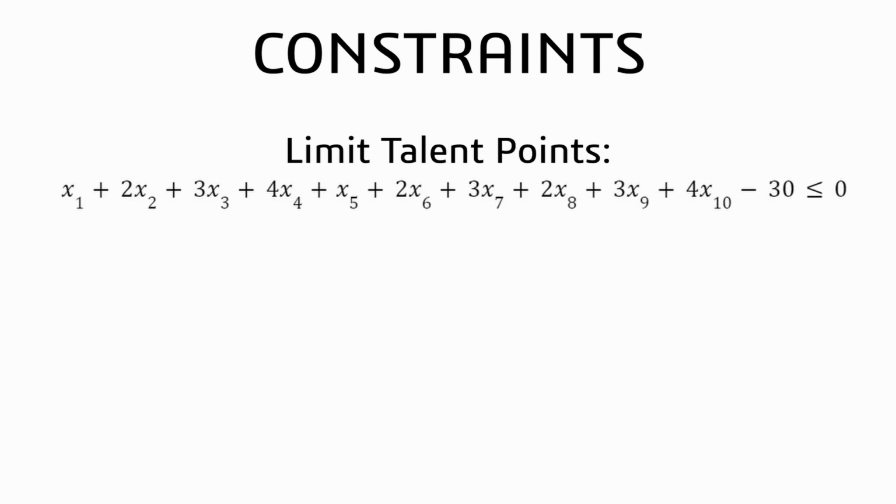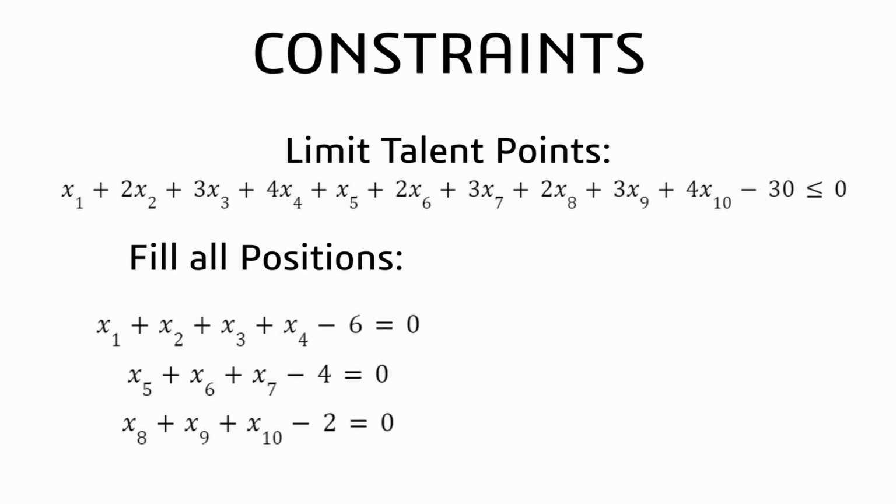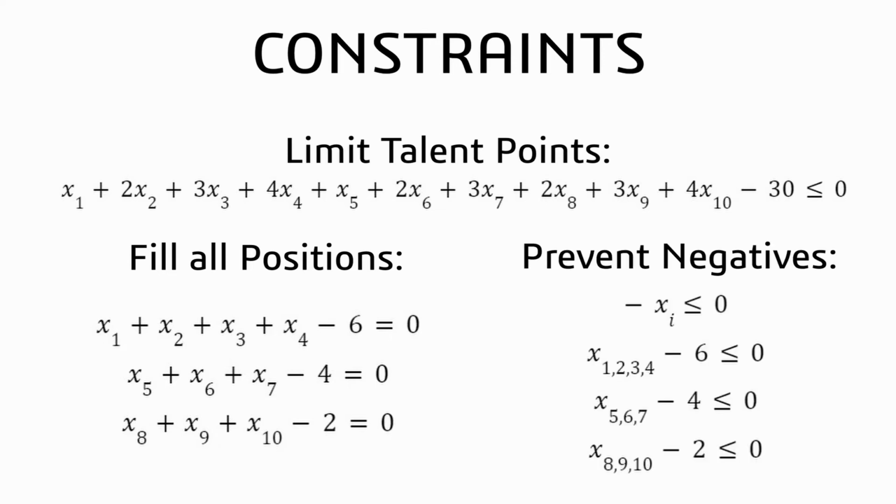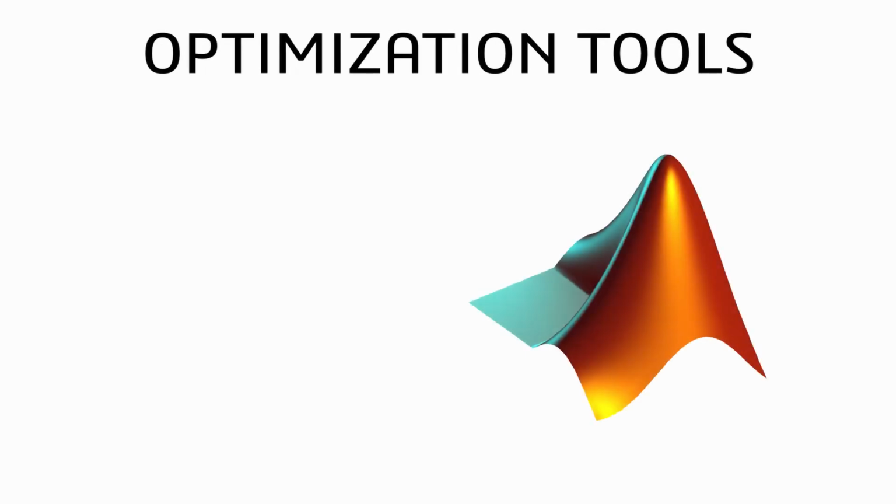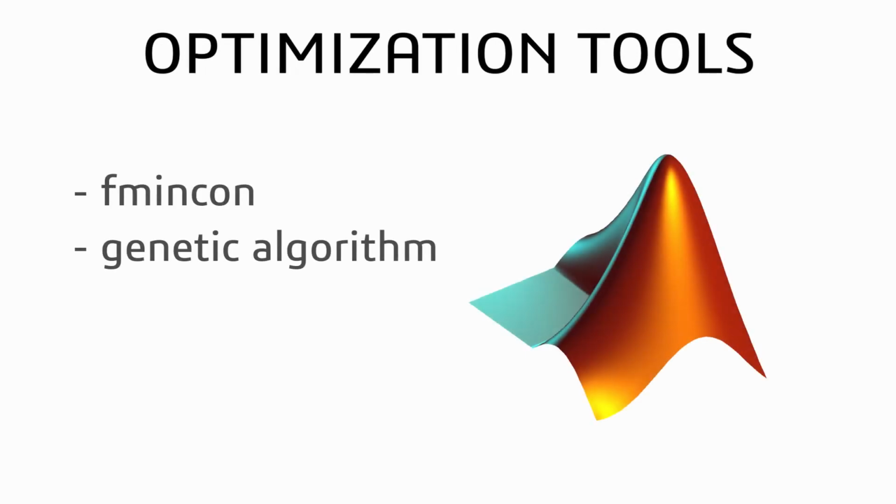To finalize our optimization problem, I created an inequality constraint that ensured I didn't spend more than my allotted 30 talent points, and I made sure that each position was filled by utilizing equality constraints. Upper and lower bounds were used so that we didn't have a negative number of players or more players than were allowed for each category. With our optimization problem fully developed, I used Matlab's fmincon and genetic algorithm functions to optimize the problem.